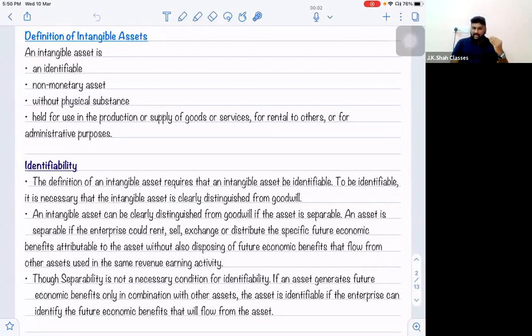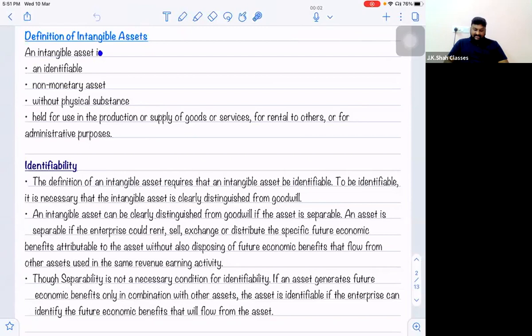So let us now have a look at the definition of intangible asset. And trust me, sir, if you are coming across any asset, first, if you feel that yes, it's an intangible asset, you should first put it in the definition. If it fulfills the definition, then only it can be considered as an intangible asset. Right? And after that, you can check the recognition criteria to see whether it should be recorded in the books of accounts or not. Correct? So let us see now. What is the definition of intangible asset?